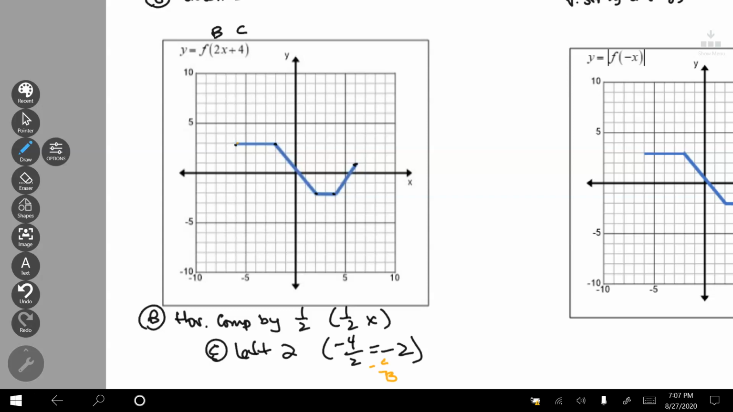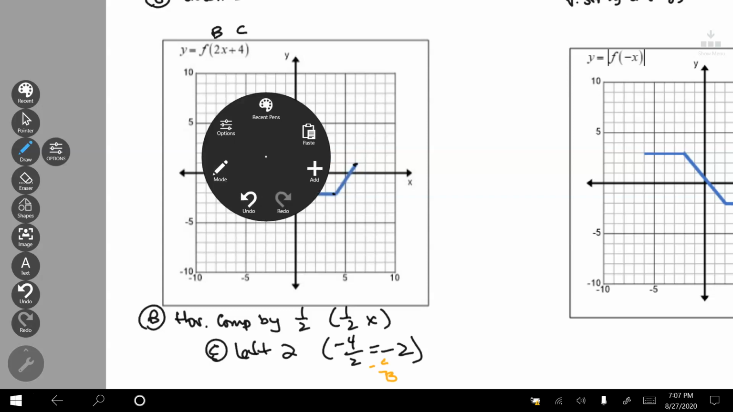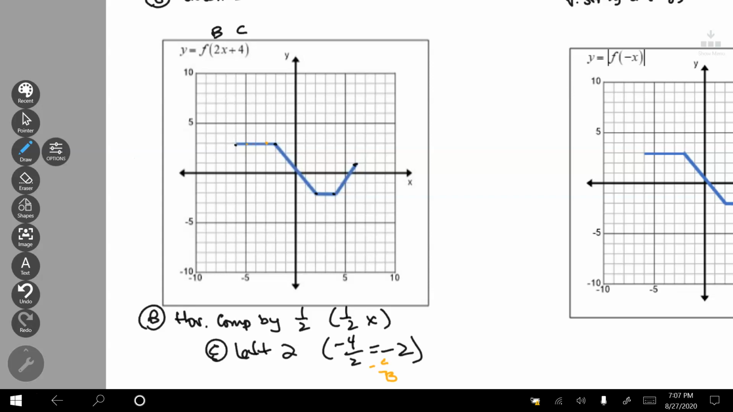So I'm going to take this dot, go half the x, which is here, and then I'm going to go left 2, which is right here. Half the x, left 2, half the x, left 2, and half the x, left 2. And I get this really skinny looking graph.